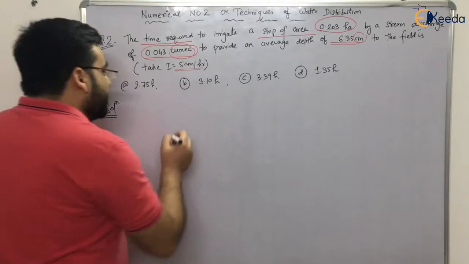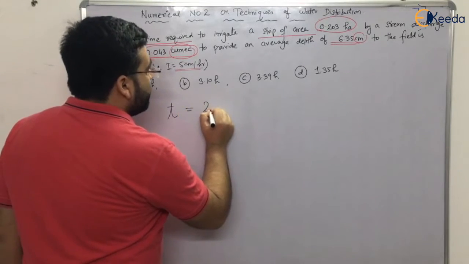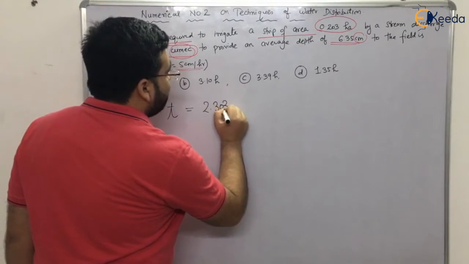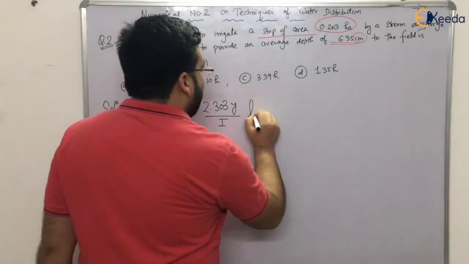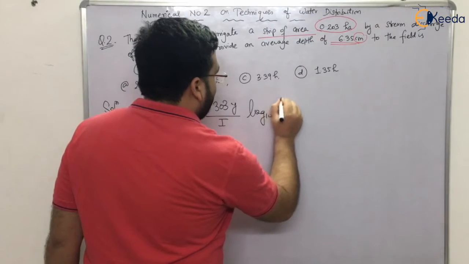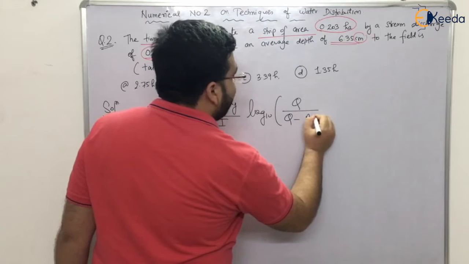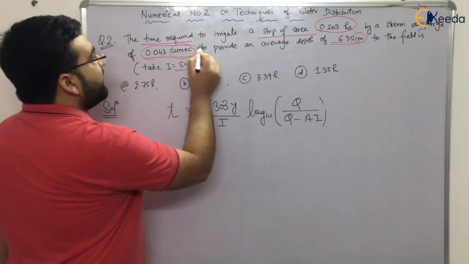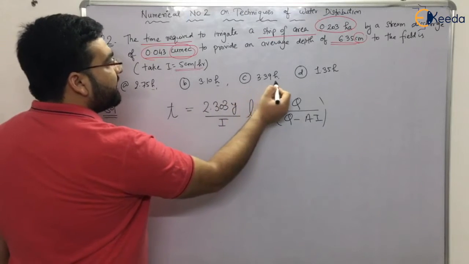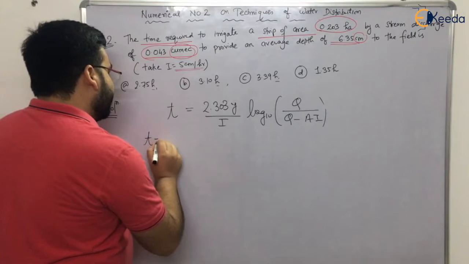So you know that the time required for irrigation is given by t = 2.303 (y/I) log base 10 of Q divided by (Q minus AI). Simple. So what we have to do is calculate the time. The options are given in hours, so we will determine the time in hours.